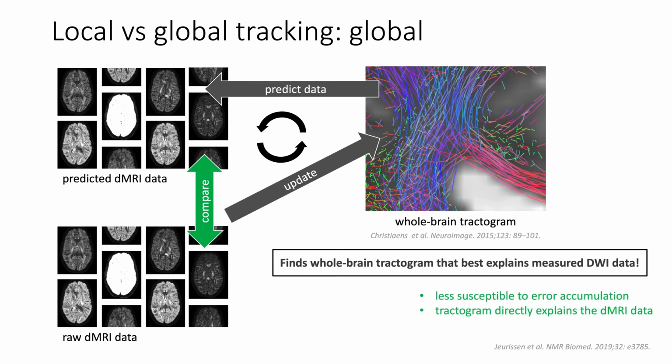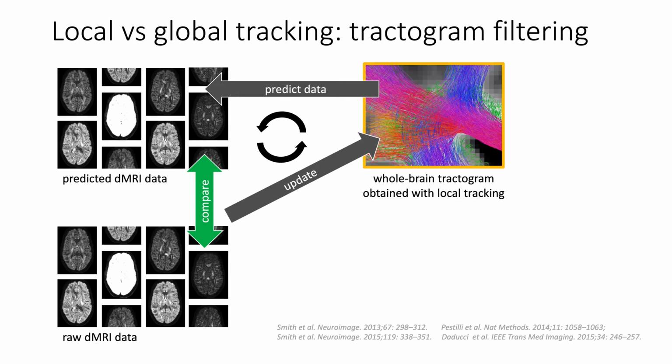Because of the way they are constructed, global approaches are much less susceptible to error accumulation, and the resulting tractograms predict the measured data by definition, making them much more quantitative. The main drawback of global tracking is that it has to rely on complex stochastic optimization procedures in order to find the optimal tractogram, making them much slower than local methods and less commonly implemented.